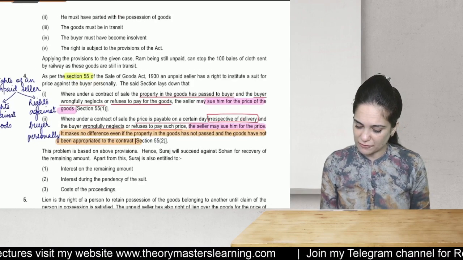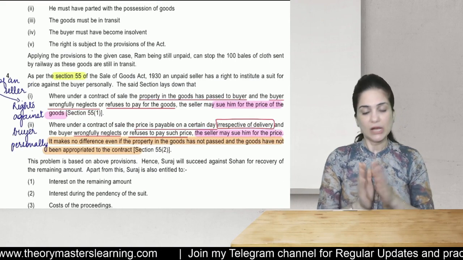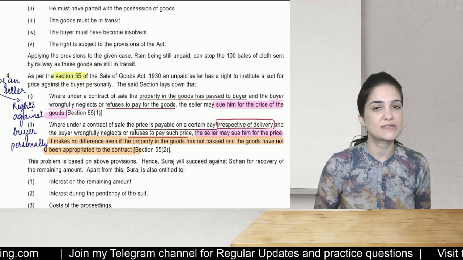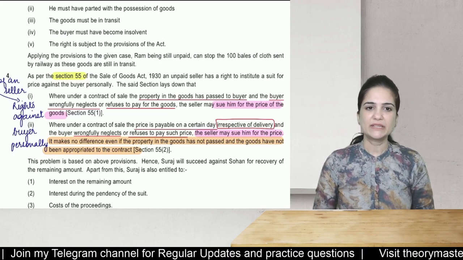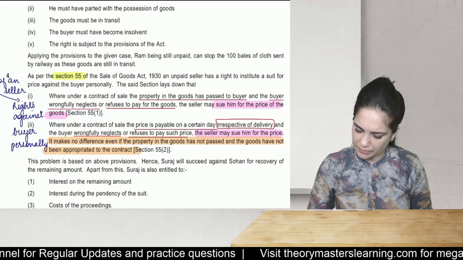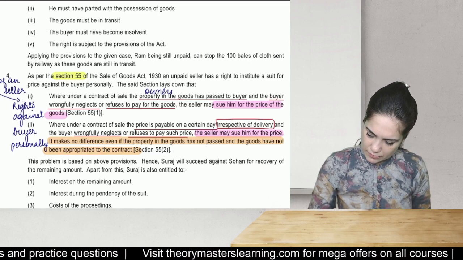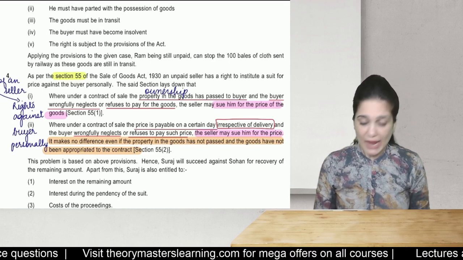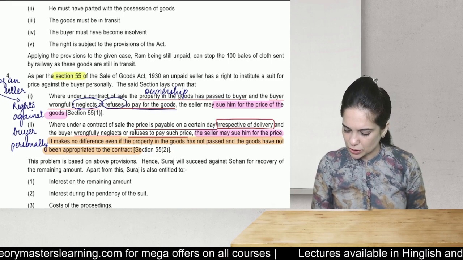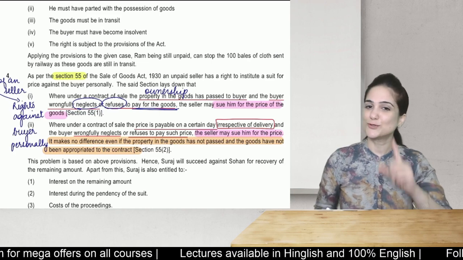As per section 55 over here, students, these are just the provisions which they have mentioned in the answer. Provision is simple. Buyer has taken the possession. Seller can only file a case against him for the price. Where under the contract of sale, the property in the goods has passed to the buyer. Property here means ownership. So when the ownership has been passed, and the buyer wrongfully either neglects or refuses to pay for the goods, so he's not paying for the goods, he's refusing, then the seller can sue him for the price.